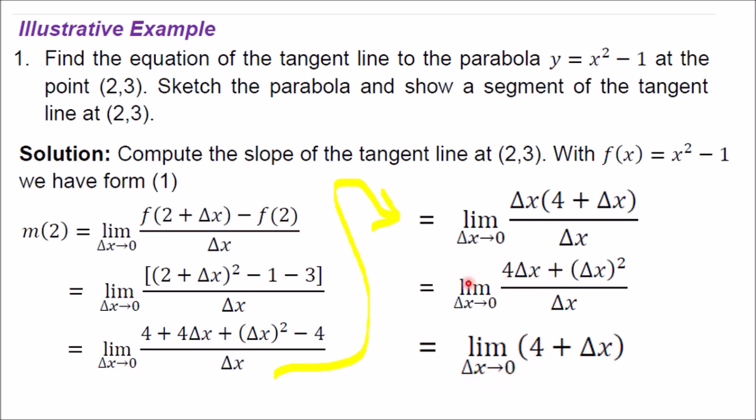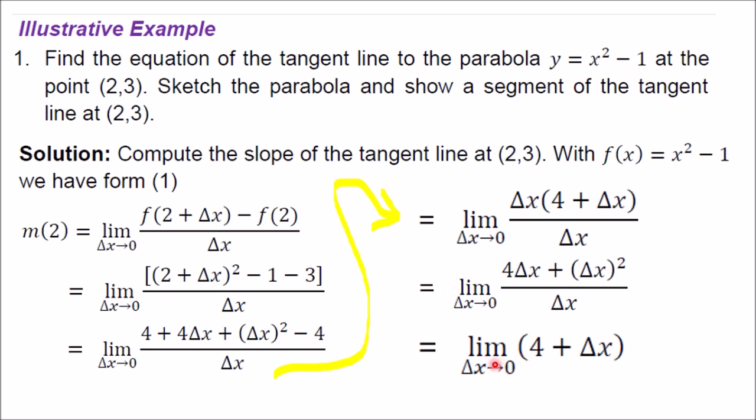So, wala na ito class. Disregard this, okay? Na-double lang ito. Hindi na ito kasali sa solution. Okay. After this step, nag-cancel na yung delta x dyan. Ito na yung kanyang kasunod. Okay? So, disregard this line.